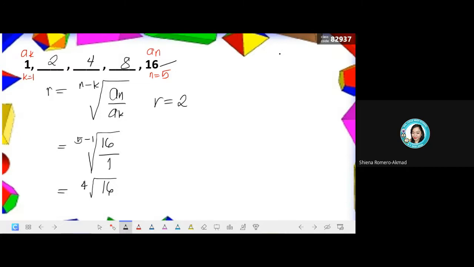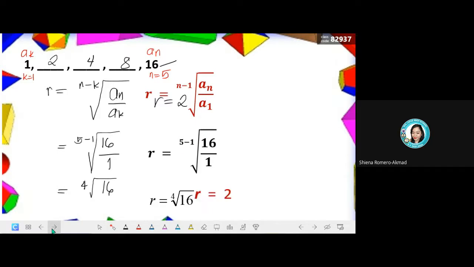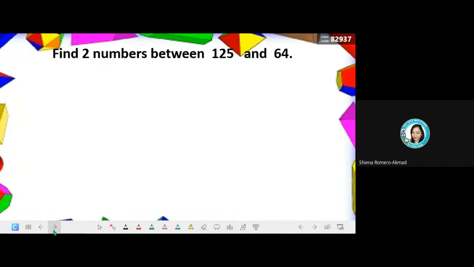Okay? Narinig mo ba ako? Oh, yes. So, let's proceed. Yan yung kanyang solution. The R is 2, and these are the answers. Next, find the two numbers between 125 and 64. So, we have 125, then there are two numbers in between them, and we have also 64. All we have to do is to use the formula.